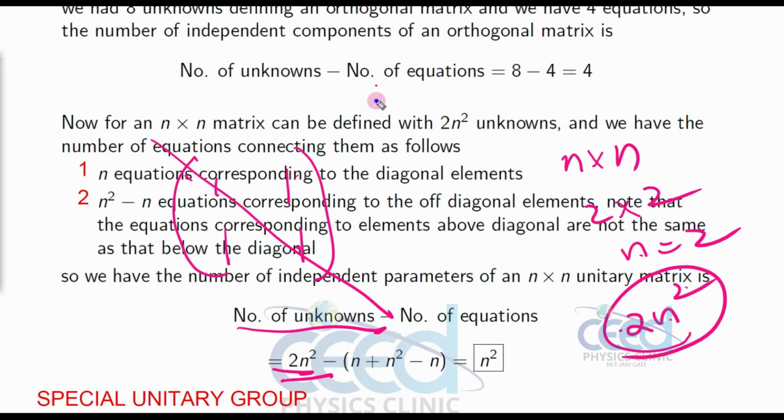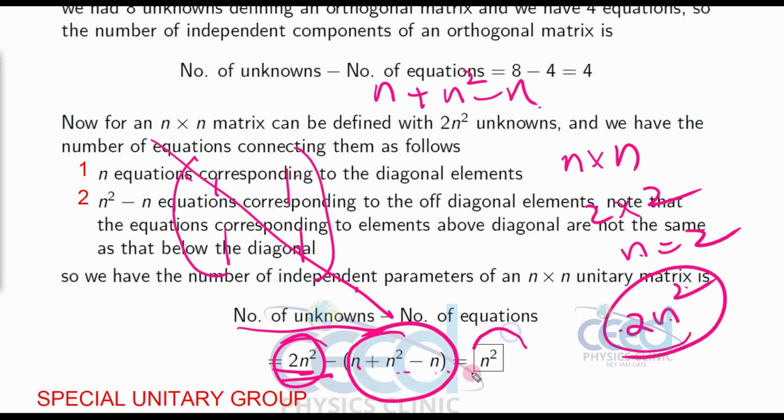So here we have n equations. Here we have n square minus n equations, that is 2 square minus n, that is 2, 1 plus 1, 2. So these values you are substituting here. Number of unknowns 2n square and number of equations, that is along the diagonal, that is n, and along the off diagonal, that is n square minus n. So the final solution will be n square.